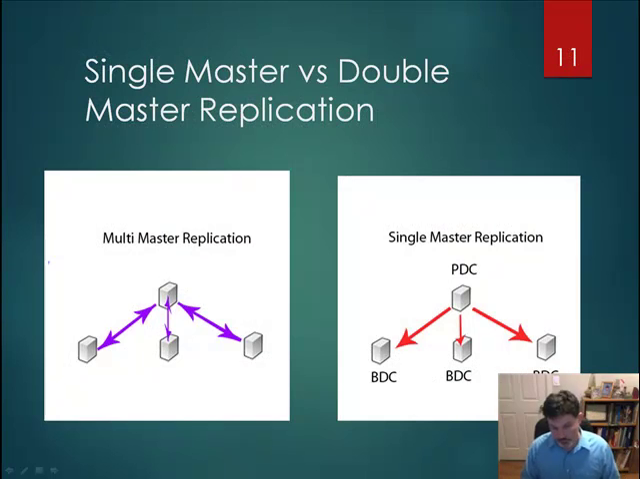Now, if I want to give you a visual interpretation of single master versus multi-master, if I look on the left-hand side, multi-master replication really truly is a peer-to-peer process. All of these domain controllers really do talk back and forth to each other to help replicate data on the network. While a single master replication is really all about a PDC making a change and then having that change propagate to your backup domain controllers on the network.